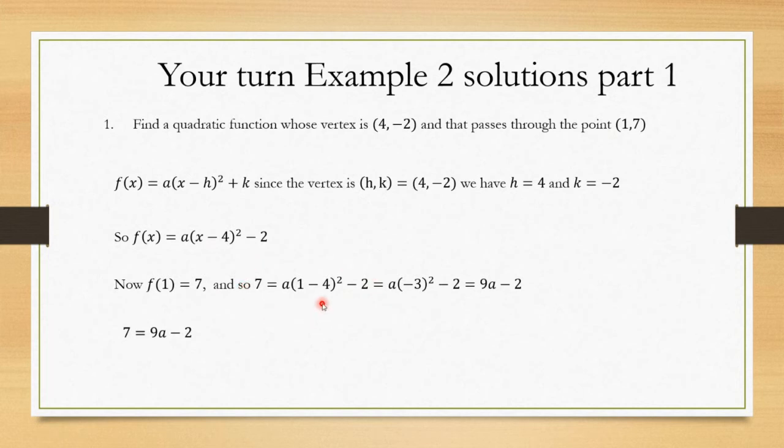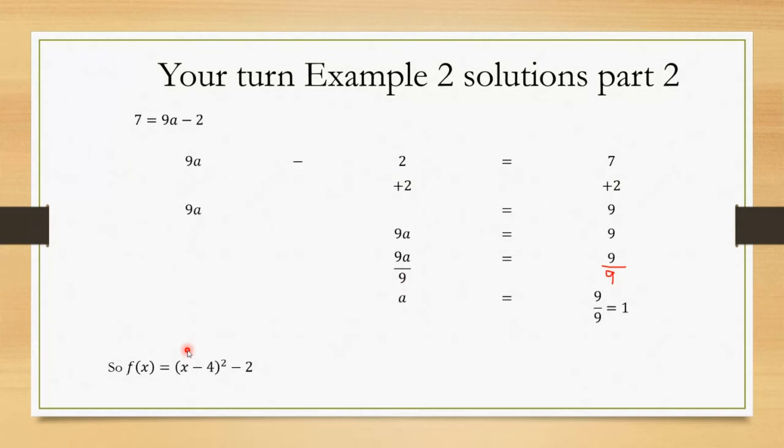Now we can simplify the right-hand side a bit, right? We get a times (-3) squared minus 2, which is equal to this. Which is equal to this. Okay? So in other words, we have 9a minus 2 is 7. Okay? Good. So from here, we get 7 is 9a minus 2.